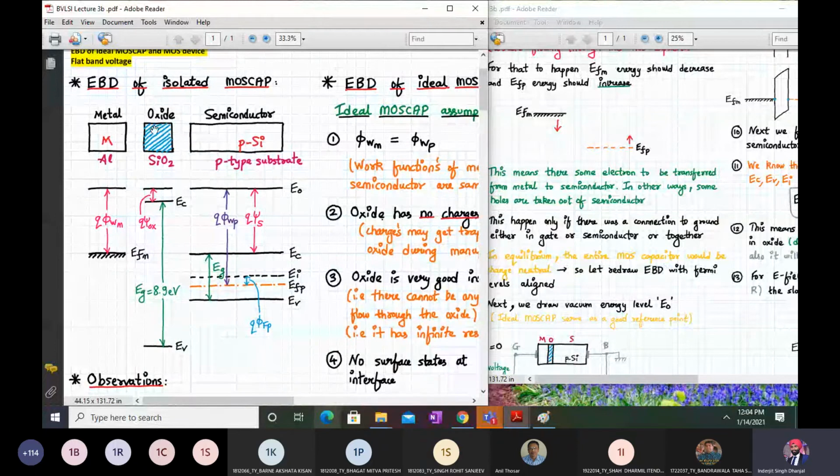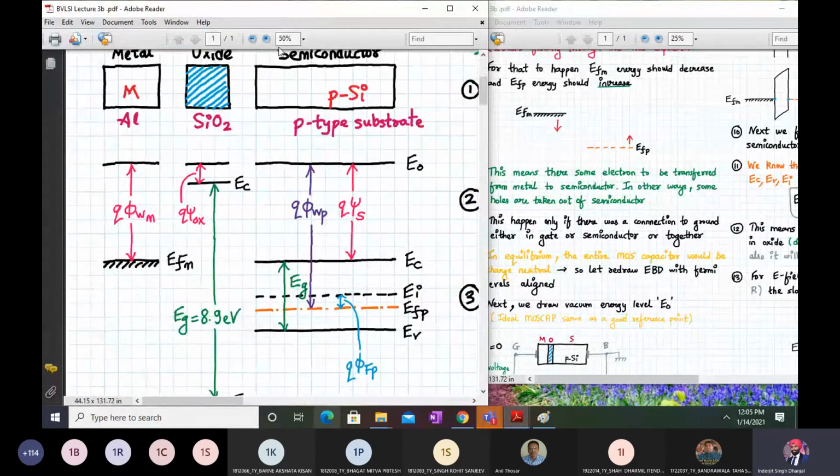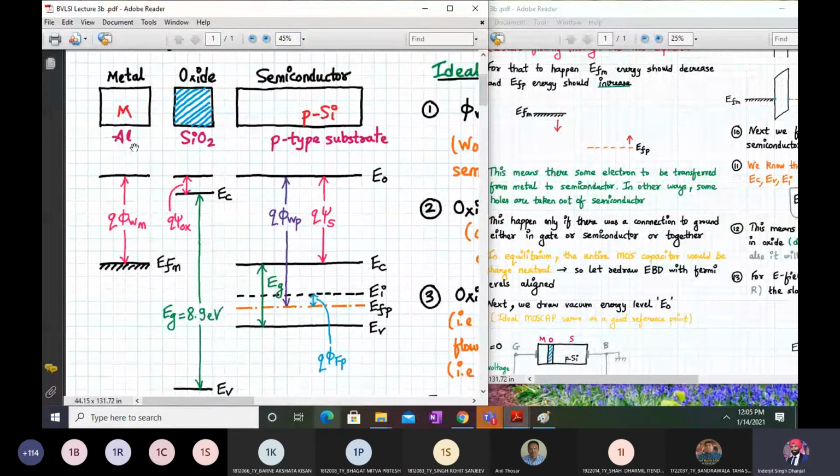So let's say you have a metal, oxide and a semiconductor, and you're drawing the energy band diagram of an isolated MOS capacitor or a MOS device. So let's say you have aluminum as the metal, then oxide, then the semiconductor. Let me adjust the diagram a little bit. 45 I guess will do. Yeah. So this is the energy band diagram of an isolated MOS capacitor. Okay. So let us start. So at the metal side, we already know that, yeah, just a minute.